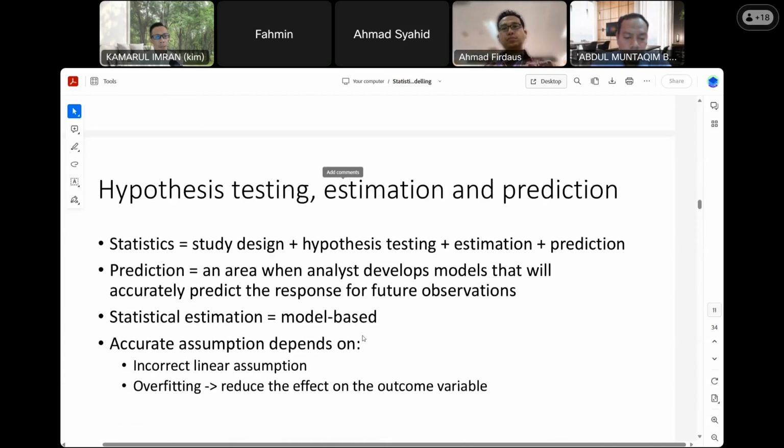So in hypothesis testing, estimation and prediction, again, statistics is about study design, hypothesis testing, plus estimation, plus prediction. We know that; these are the things we have been doing. Prediction is when analysts develop a model that will accurately predict the response for future observations. If you are doing machine learning or deep learning, for example, you are not interested in understanding how independent variables are related to the outcome. Your interest is only prediction, right?